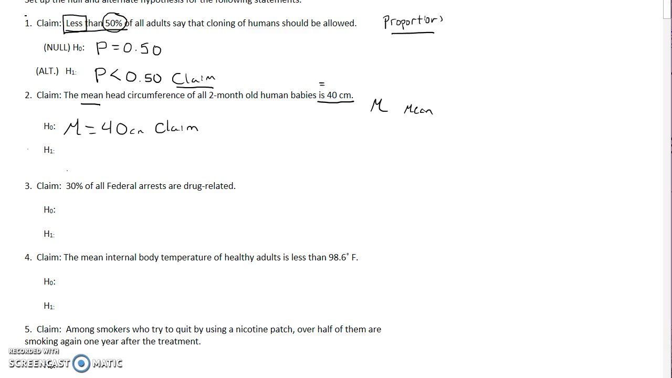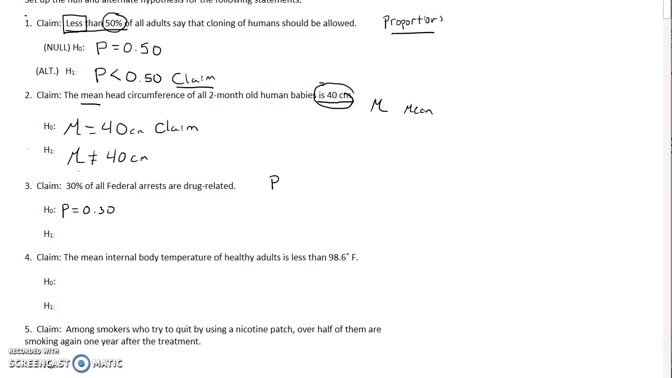So then how do I state the alternative hypothesis? Well, we're going to use the not equal sign because it either is 40 centimeters, which was our claim, or the alternative is that it's not 40 centimeters. The next one says 30% of all federal drug arrests are drug related. We're going to be working with a P here because I see that percentage, which is presenting me a proportion. The H0 is always going to be an equal sign, so equals 0.30. We want to write that percentage as a decimal.